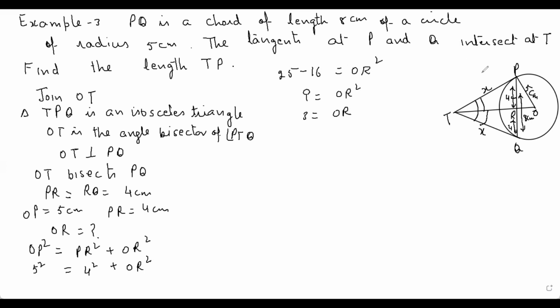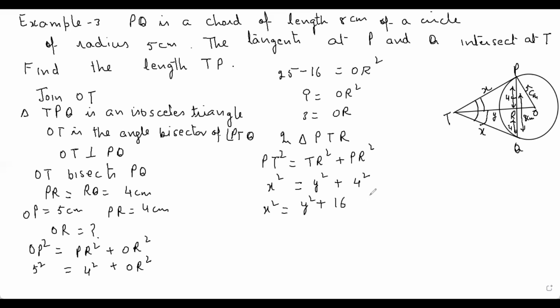Now I am to find the value of X. So I'm going to discuss this triangle PTR. In triangle PTR, this is a right angle triangle. So PT square is equal to TR square plus PR square. Now PT square is X square and TR, let me take it as Y. So this is Y square plus PR, this is 4 square. It means X square is equal to Y square plus 16.